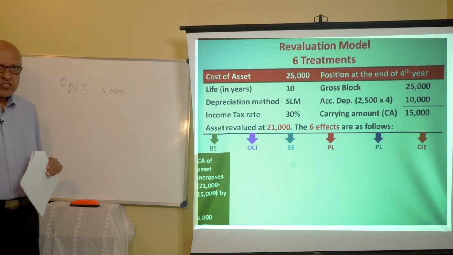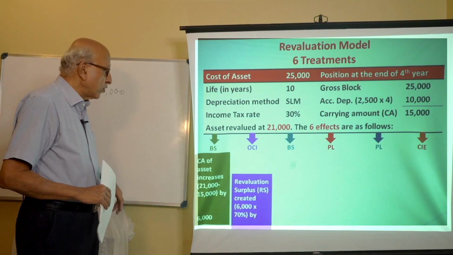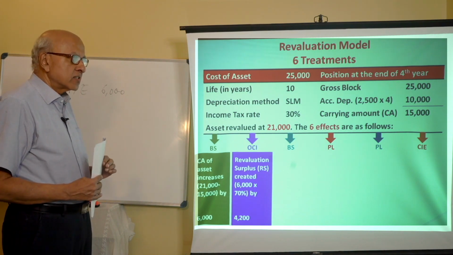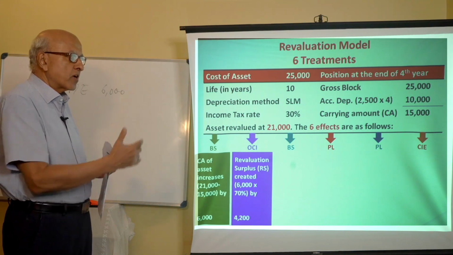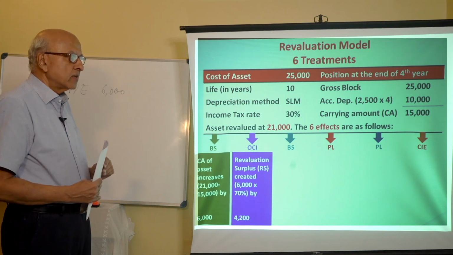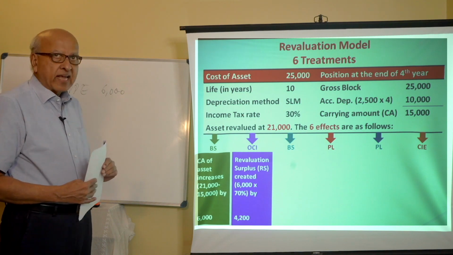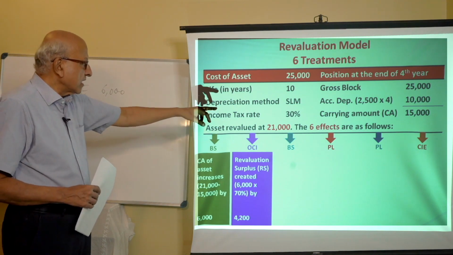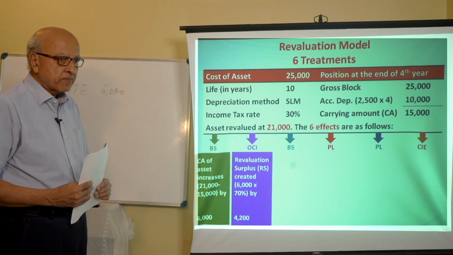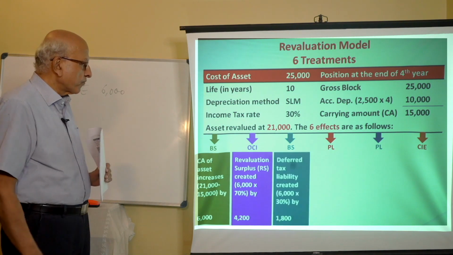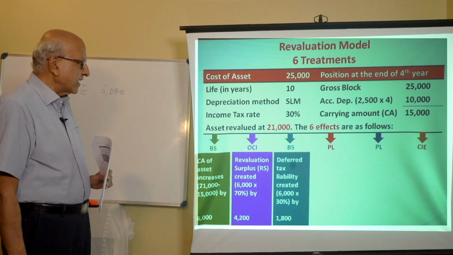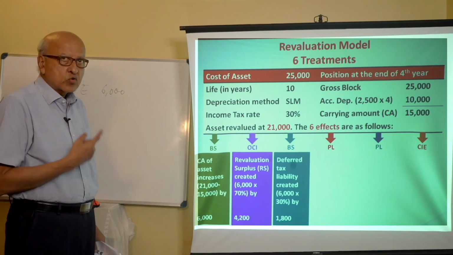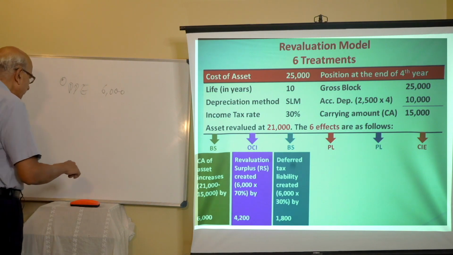What are the credits? See the second one. Revaluation surplus, how much? 6,000. Revalued upwards by 6,000. But this gain should be recorded net of tax. You see, income tax rate is 30%. So you see, deferred tax liability created: 30% of 6,000, 1,800.